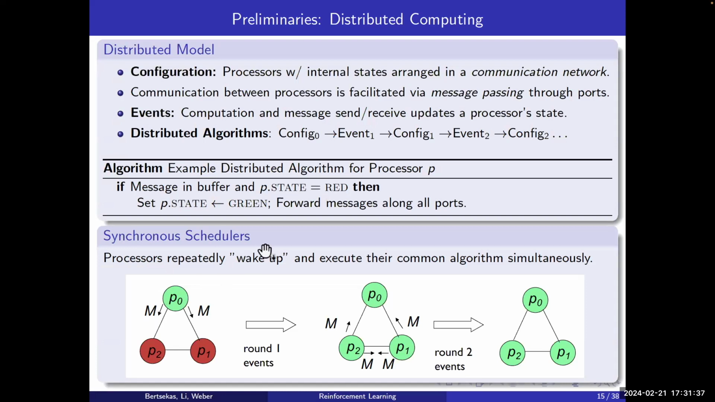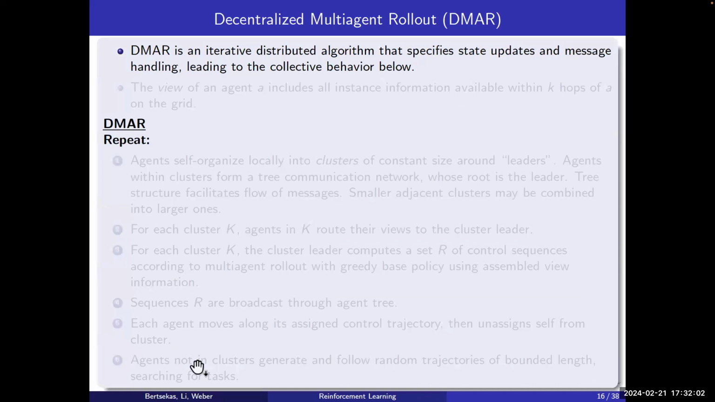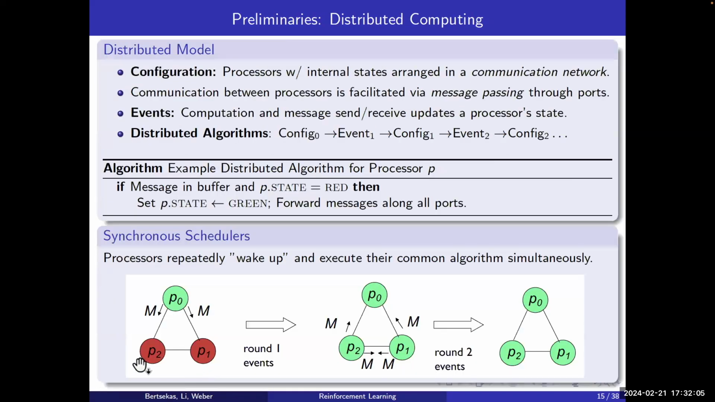So here's an example of this distributed algorithm being executed. Let's start with processor P0. Assume that its initial state is red and that it starts with a message in its buffer. So everybody wakes up. P0 has a message in its buffer by assumption, and its state is red. So it's going to change its state to green, and it's going to forward a message along all ports. At the same time, P1 and P2 are going to wake up at the same time as P0, but this condition will not be true. Their state is red, but none of them have a message in their buffer. So they do nothing.